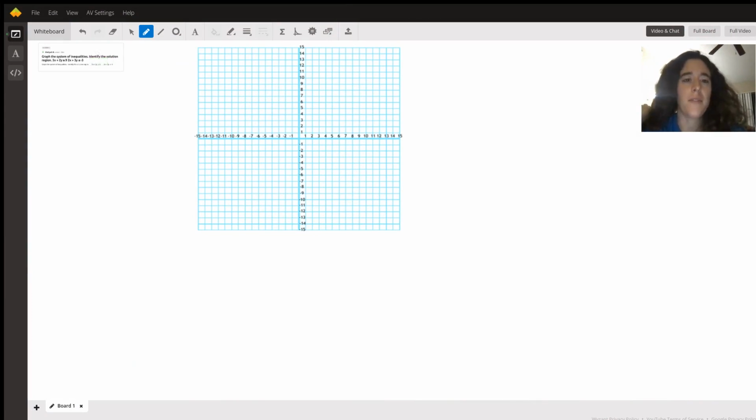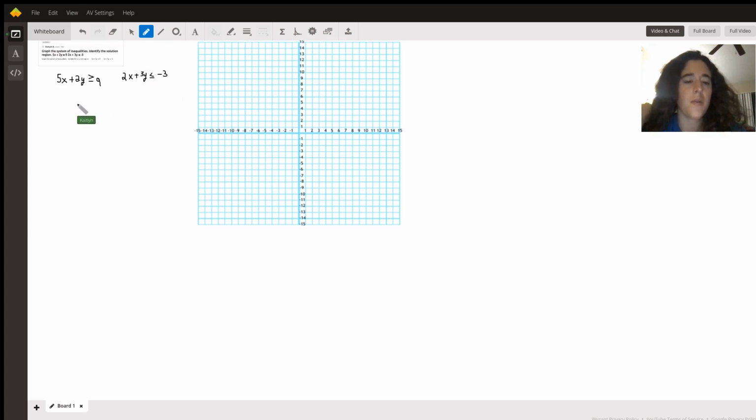This question asks us to graph a system of inequalities and define the solution region. So we are given these two equations, and our first step is always going to be to get each of the equations into slope-intercept form, which means they resemble a y equals equation. The purpose of doing this is to ensure that the equations can be graphed.